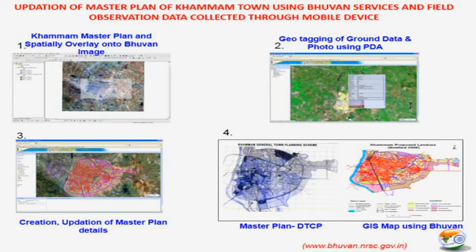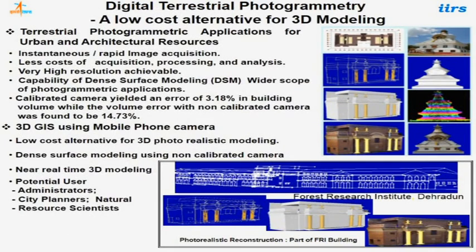And this is how the GIS map is published into Bhuvan, where people can give their suggestions for the maps to happen. And today we have a lot of low cost alternatives for 3D modeling, and this can be done either with a metric camera, very precise, or with the laser, or also with handheld lidar, and also with the mobile cameras.